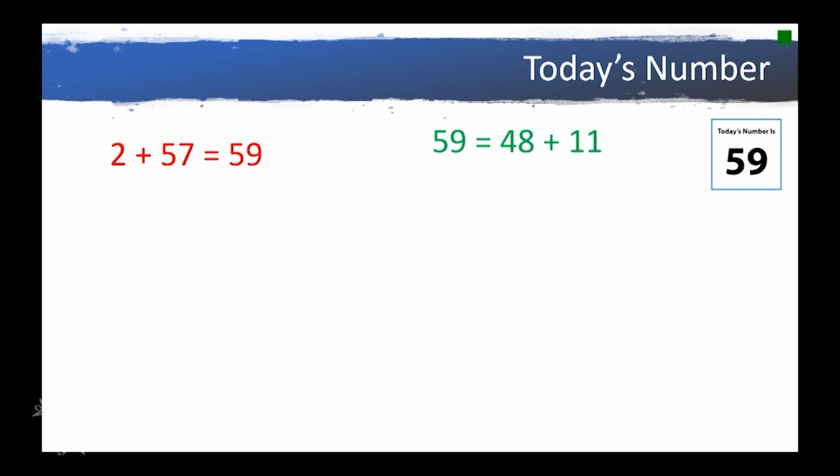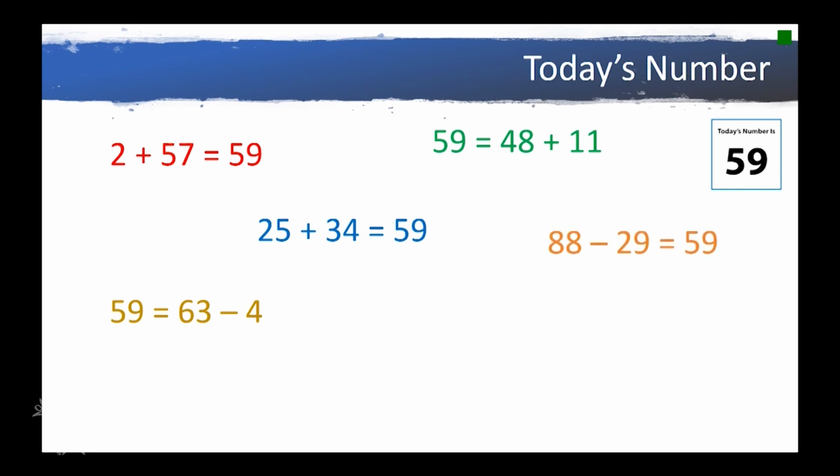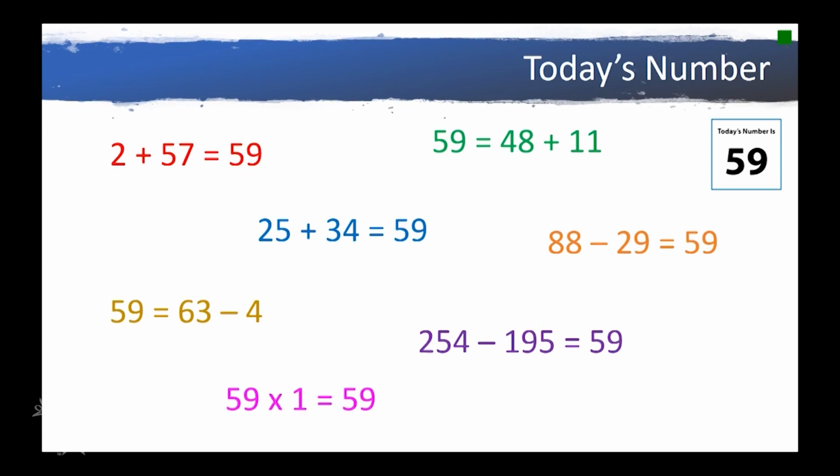59 equals 48 plus 11. 25 plus 34 equals 59. 59 equals 63 minus 4. 88 minus 29 equals 59. 254 minus 195 equals 59. Or 59 times 1 equals 59. How many ways could you come up with to make 59? Get creative.